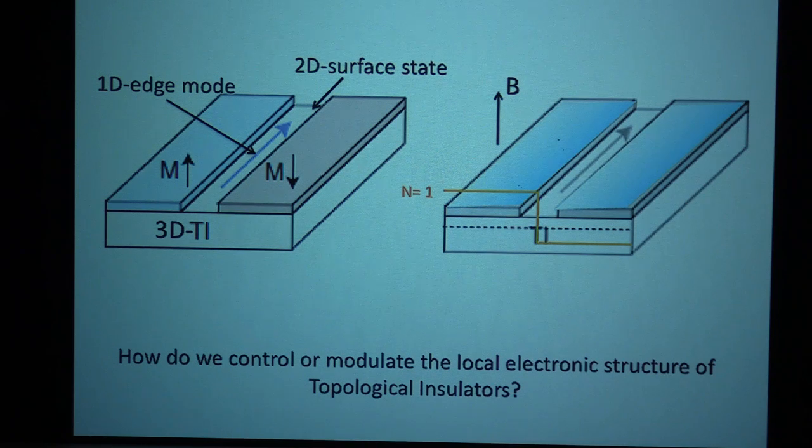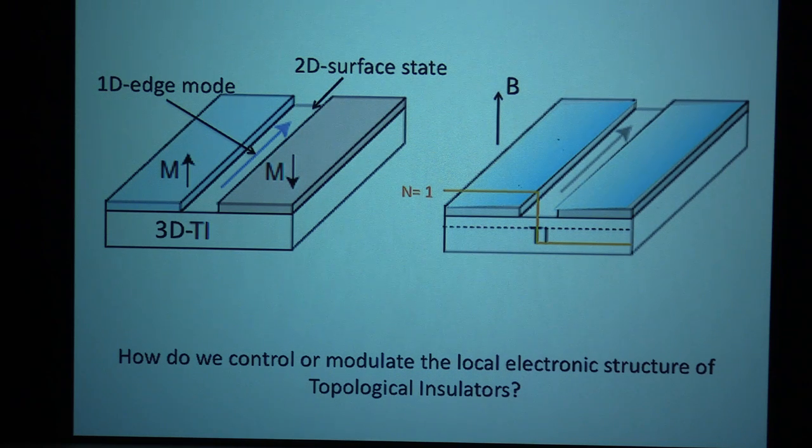So why would you want to look at striped systems? One reason is edge modes, okay? So as you know, one way to achieve an edge mode is to have a structure like this where you have a three-dimensional topological insulator and you put two strips of different magnetization on the top, and you expect to get a chiral edge mode in between these two.